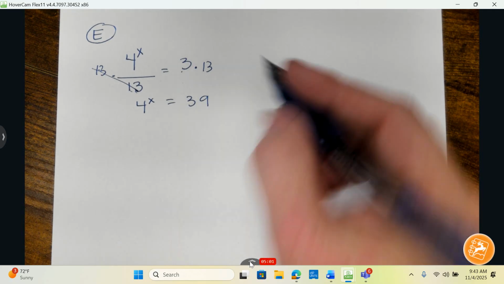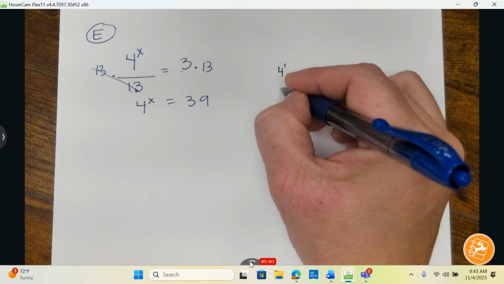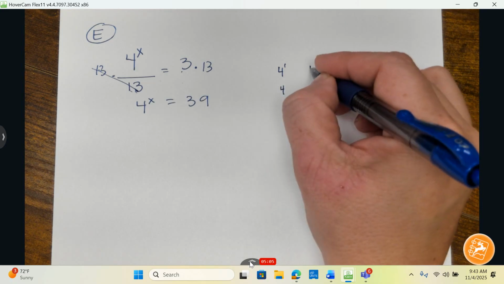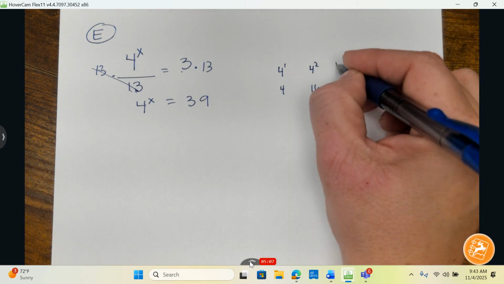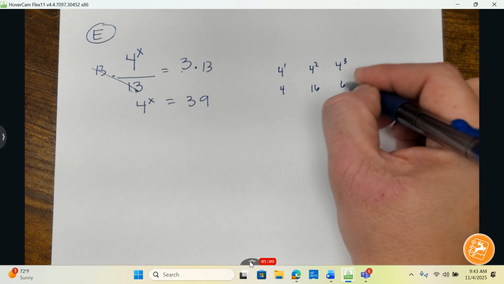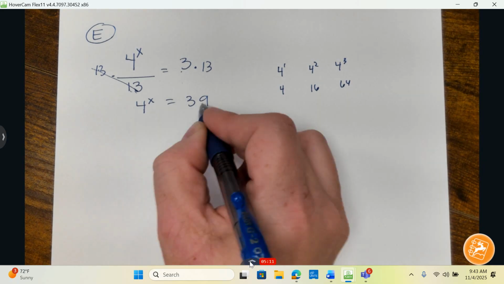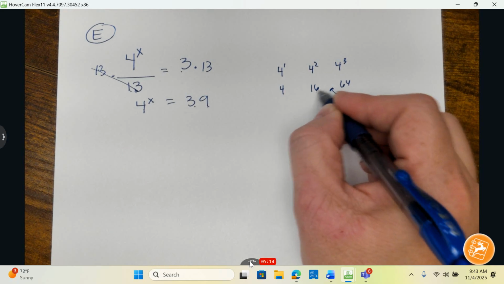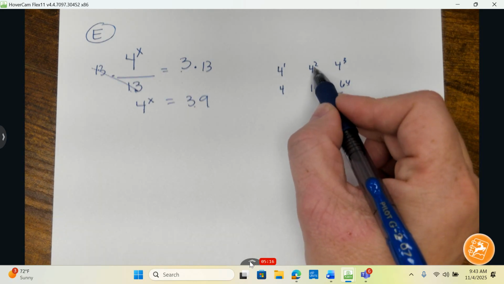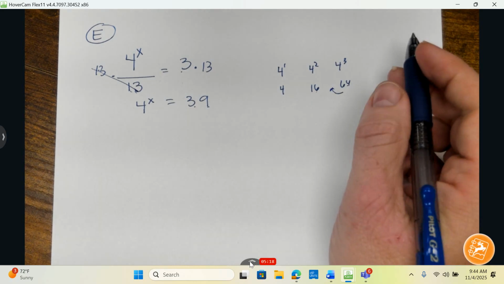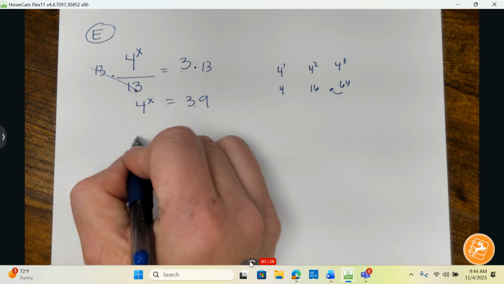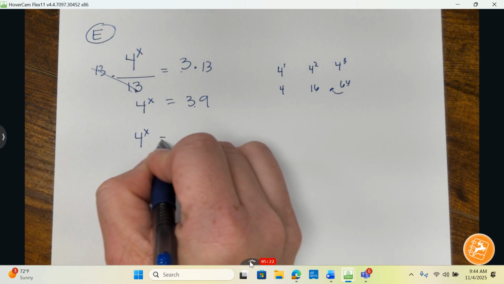Now, I'm just going to do an approximation in my head, just so I can see this. 4 to the first is 4. 4 squared is 16. 4 to the third, so 4 times 4 times 4, is 64. Now, look at this. I need 4 to what power equals 39? 39 is in between 16 and 64, so I know my decimal answer will be between 2 and 3, if I'm making a prediction.